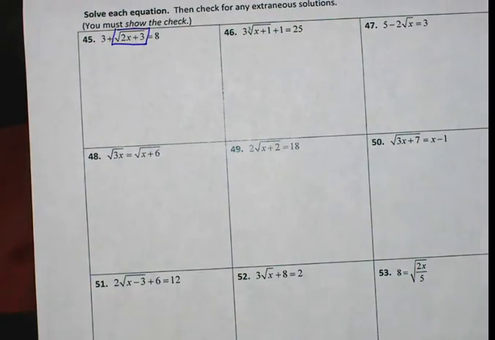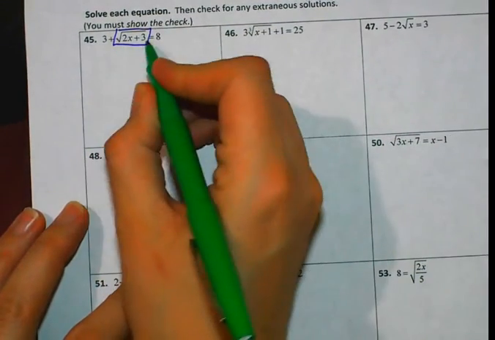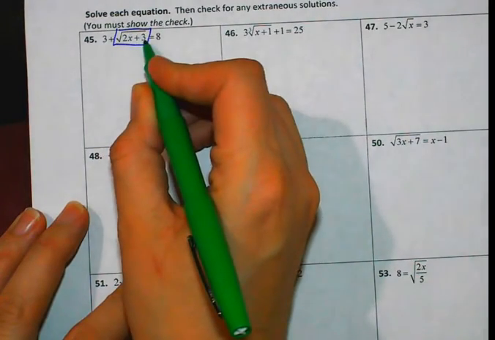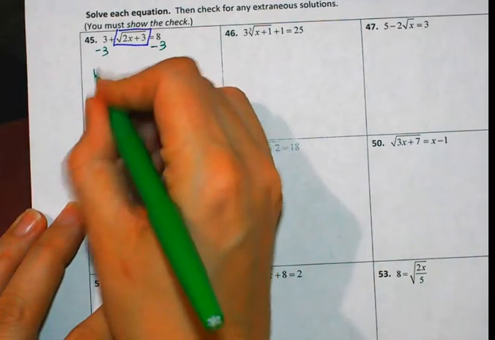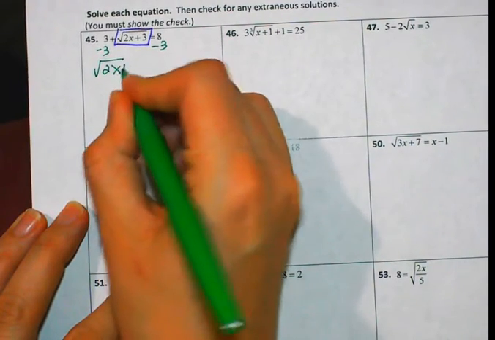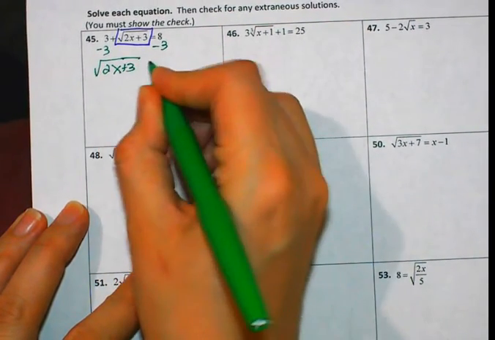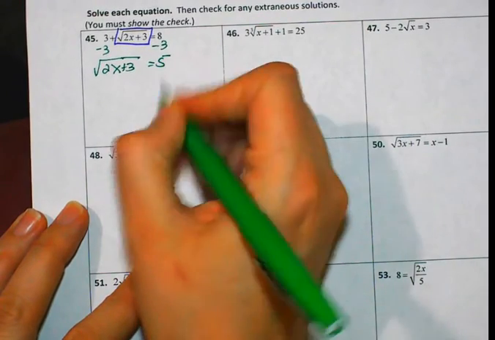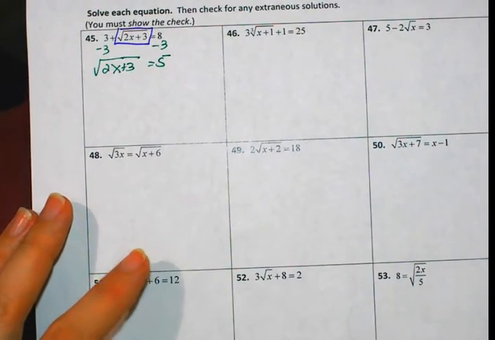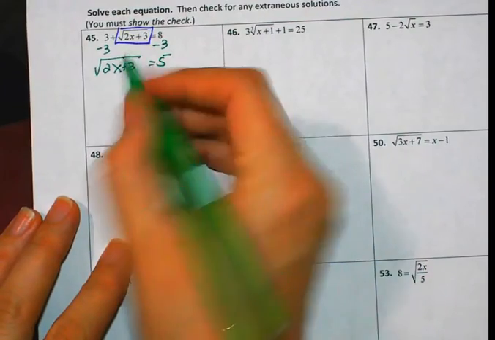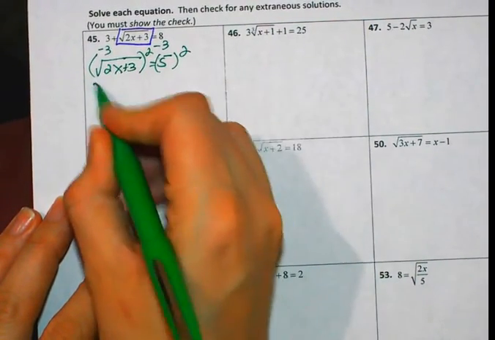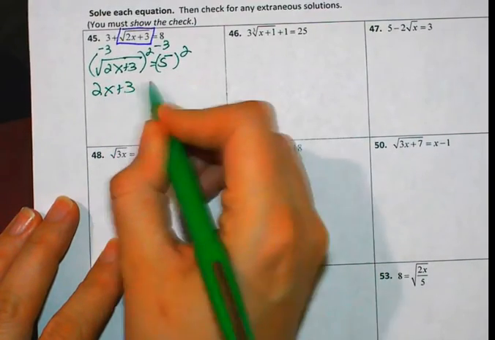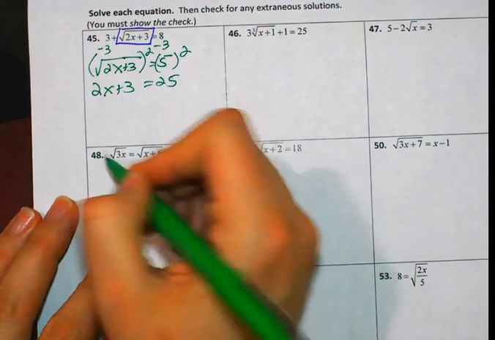So this says 3 plus the square root of 2x plus 3. I'm going to minus 3 on both sides. That gives me the square root of 2x plus 3 equals 5. Once you've done that, the radical is isolated, so you can square both sides. So I have 2x plus 3 equals 25. And then we're going to solve.